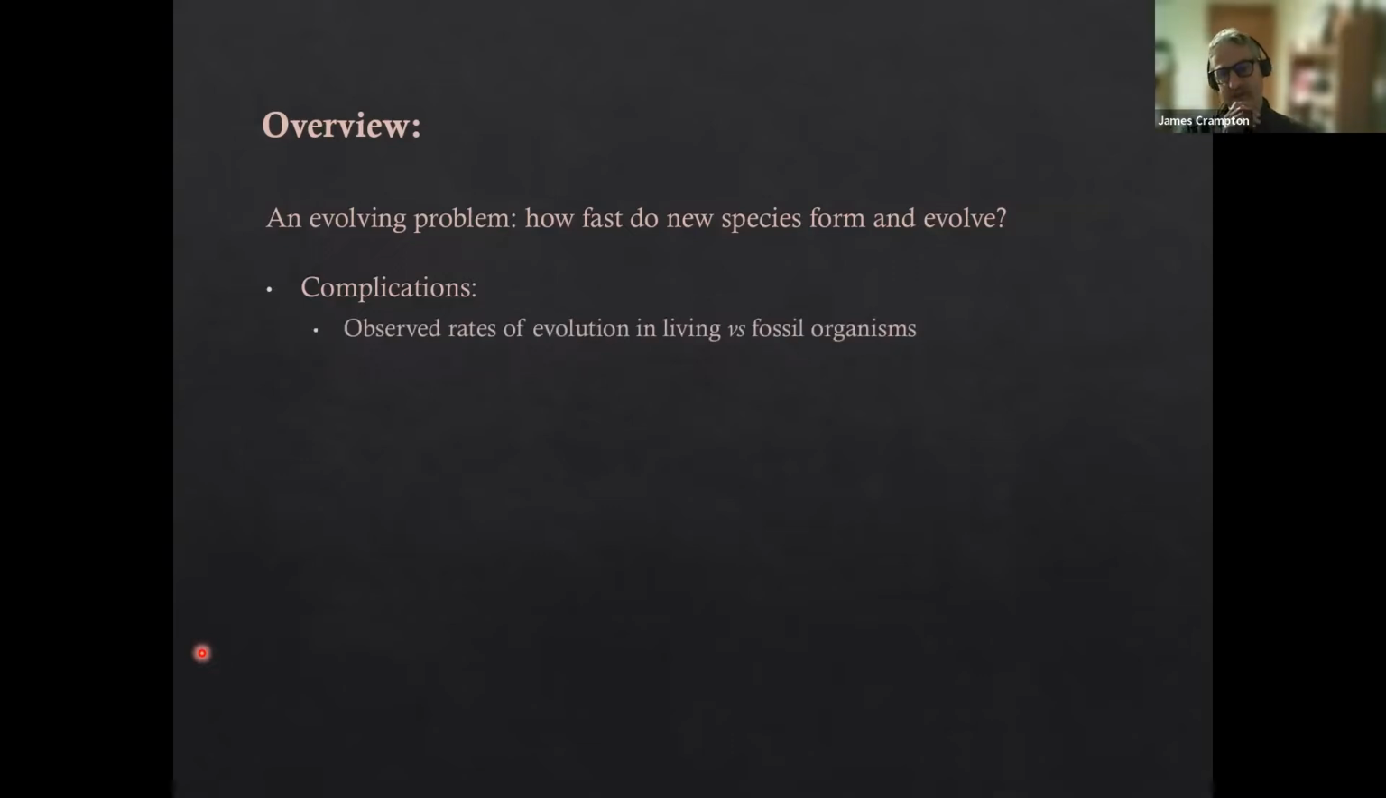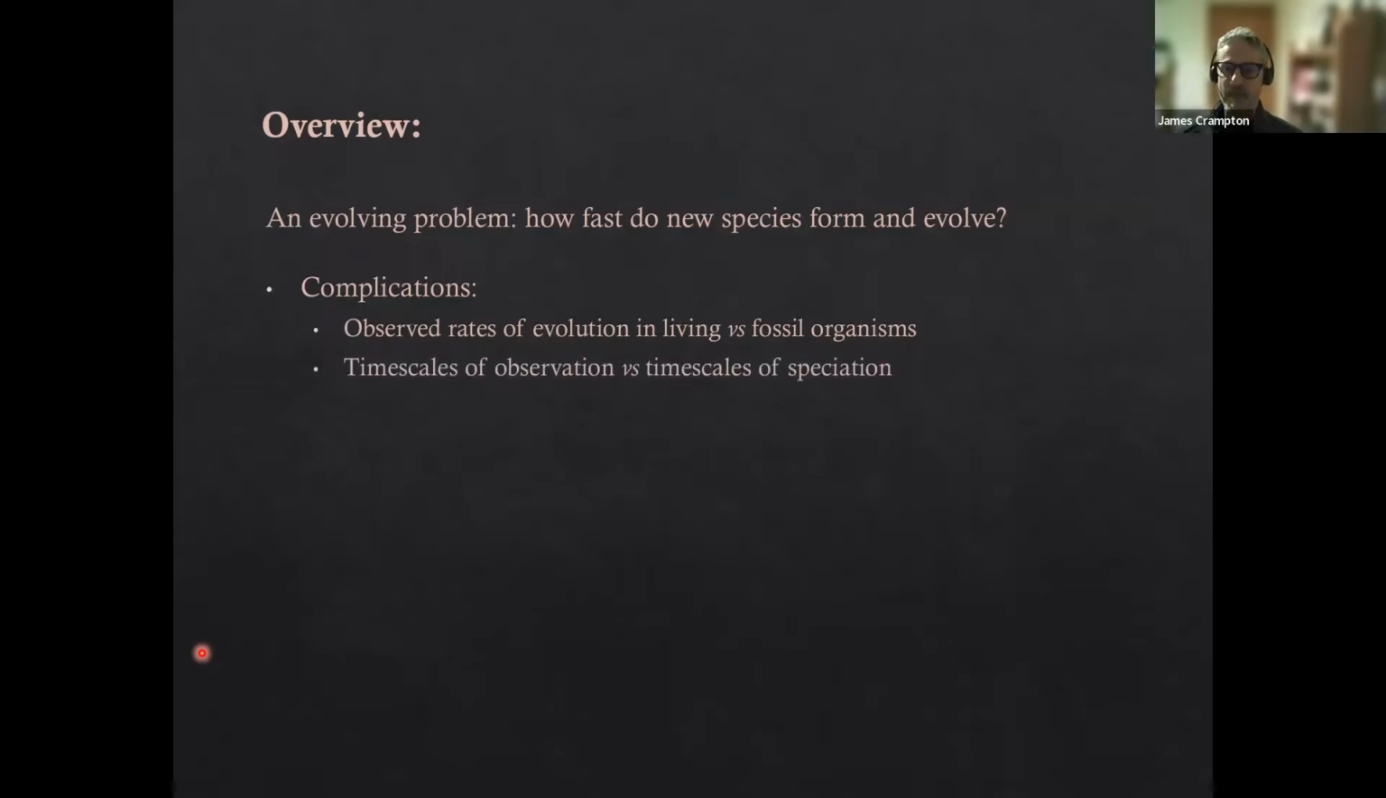One component of that, the problem is that if you try and measure the rates of evolution in living organisms and in fossil organisms, you come up with a very different answer about how quickly species are evolving and how quickly new species are forming. And it's quite hard to reconcile what you can see in the living things today and what you can see in the fossil record.